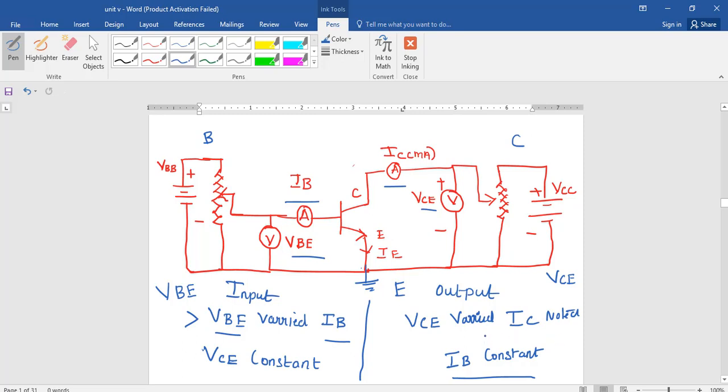Now let us get into the input and output characteristics of common emitter configuration. Here we are having an NPN BJT. Here base to emitter is forward bias and collector to emitter is reverse bias. Now let us get into the characteristics.